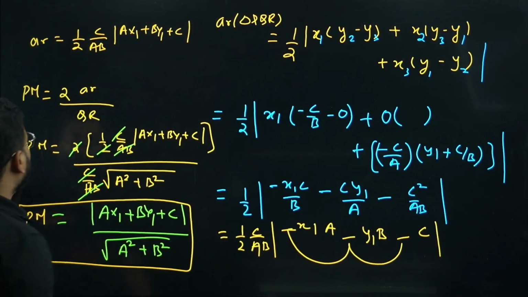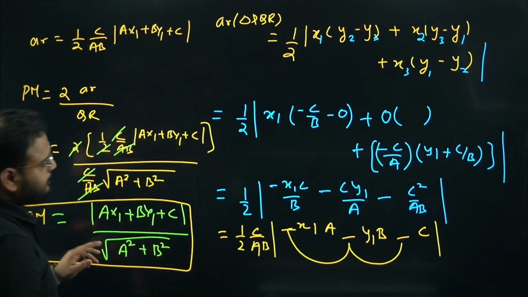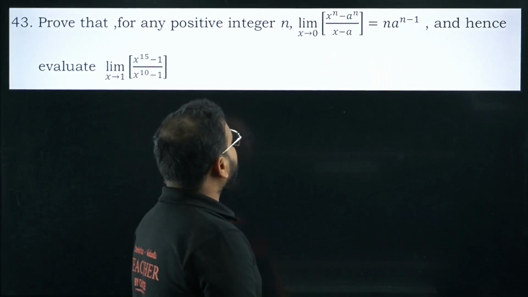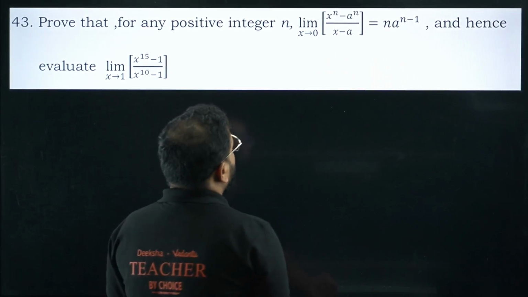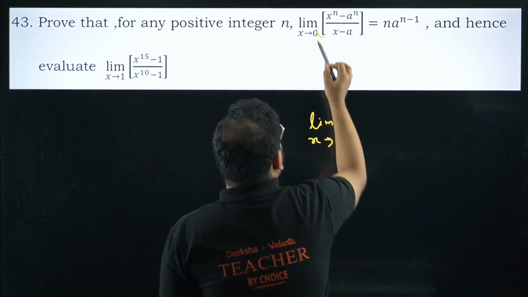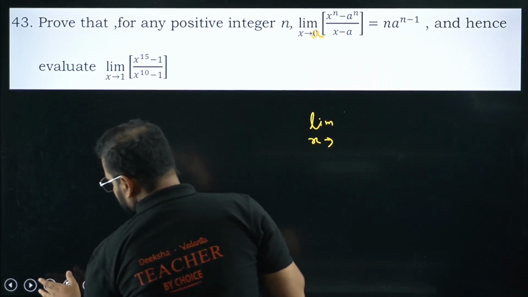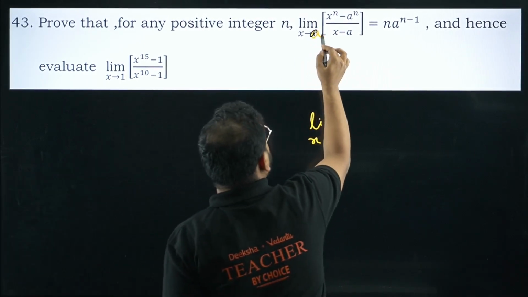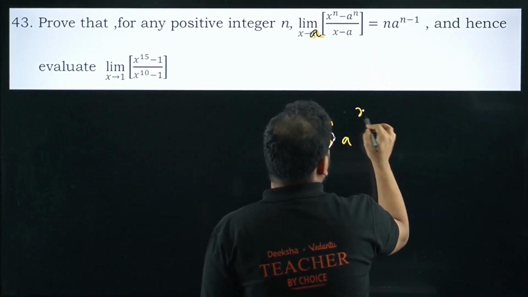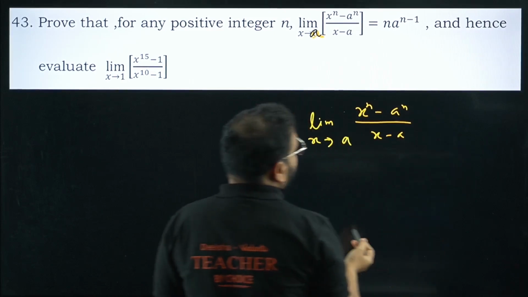42 now is done. Let's move on to 43. Prove that for any positive integer n, limit of that value is equal to this. Limit of this value, x tends to, this is a, not 0. Correction is there, so I'll write it again. This is going to be a actually here. So let's continue. X tends to a, x power n minus a power n divided by x minus a. We have to prove this part is going to come.